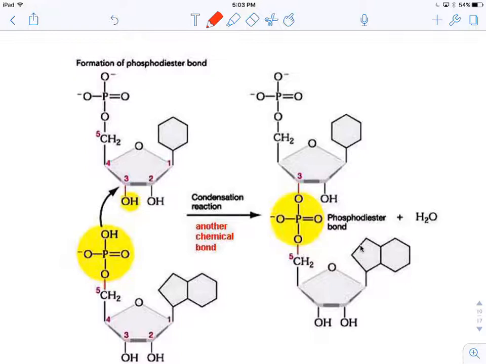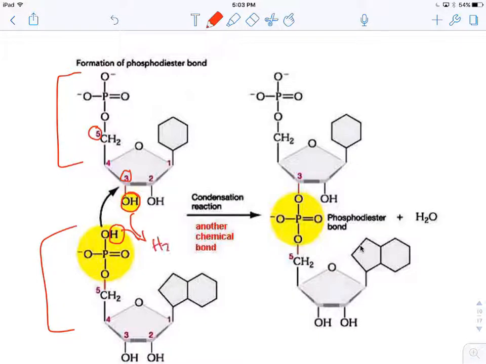So let's look at the dehydration synthesis and how we extend our nucleotide. So here I have a nucleotide. Here's that 5 carbon. Here's my 3 carbon. Here's my other nucleotide that's going to come in. So we're going to remove the hydroxyl group from here, the hydrogen from here. We're going to remove that water molecule. Okay, so they call it a condensation reaction, but that's the same thing as dehydration synthesis.